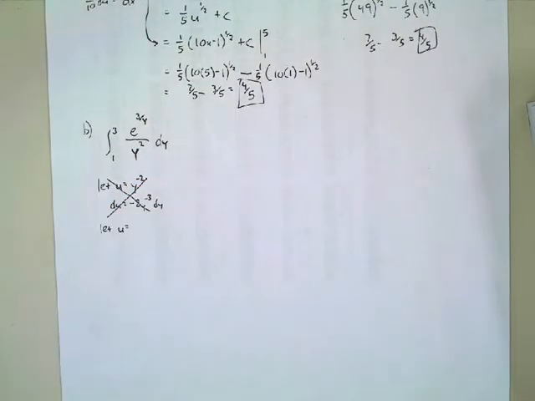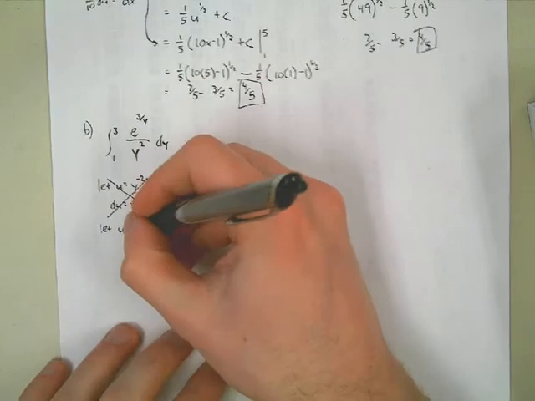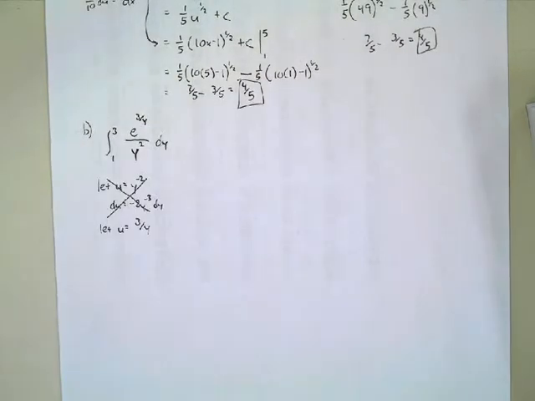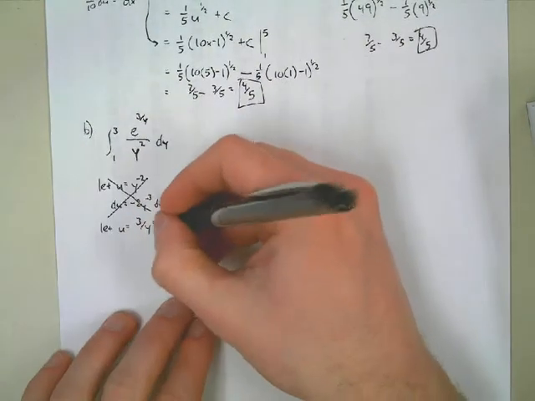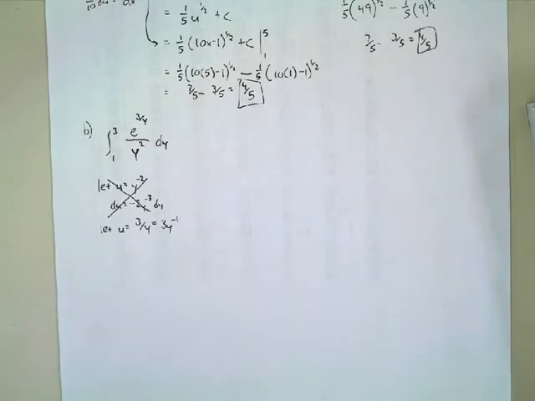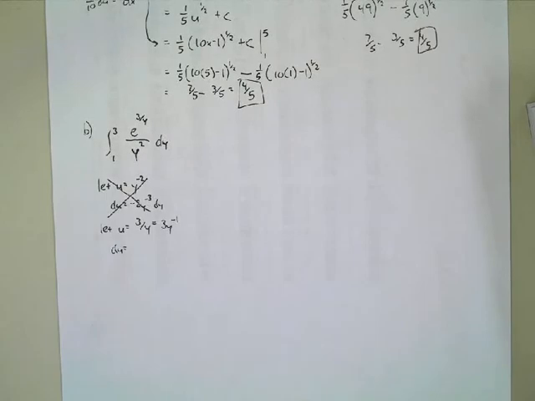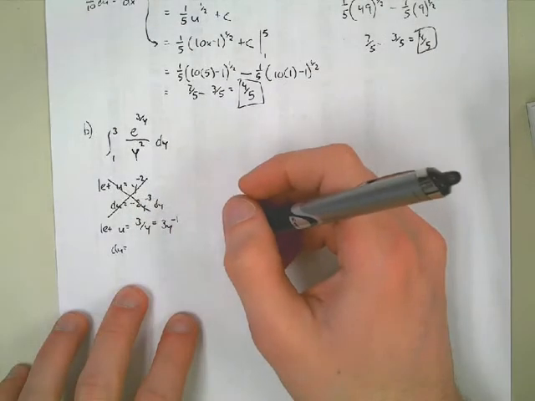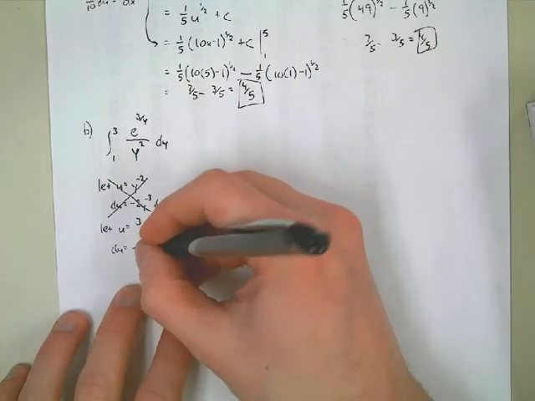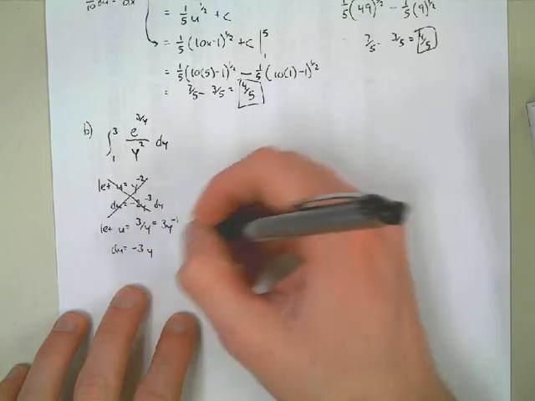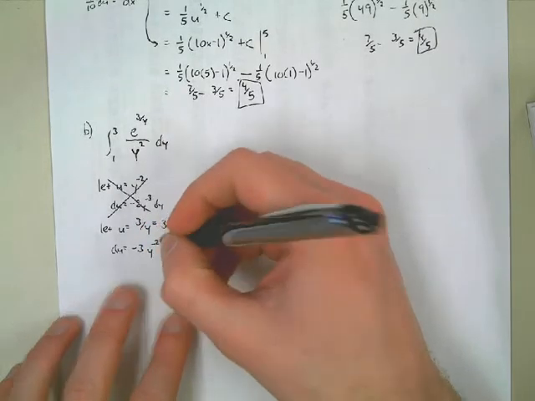I think it is 3 over y. Well, let's try 3 over y, which is really, remember, the same thing as 3y to the negative 1. Du then would be what? Negative 3y to the negative 2 dy.